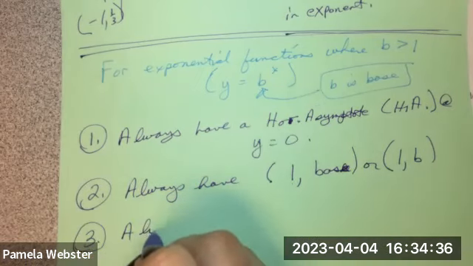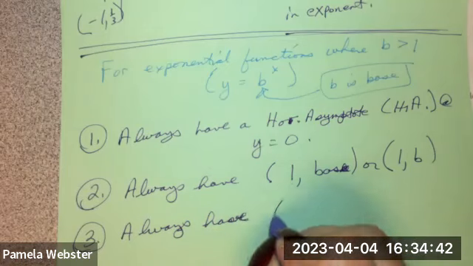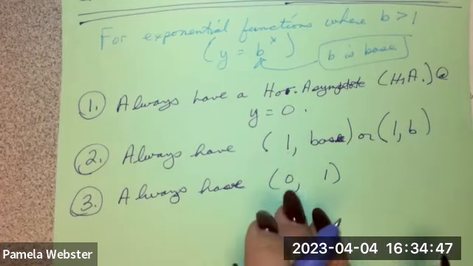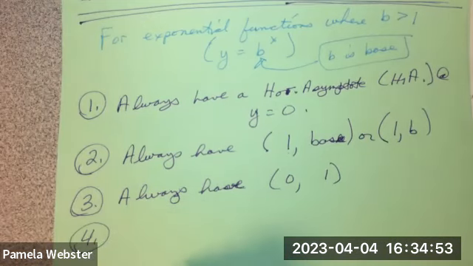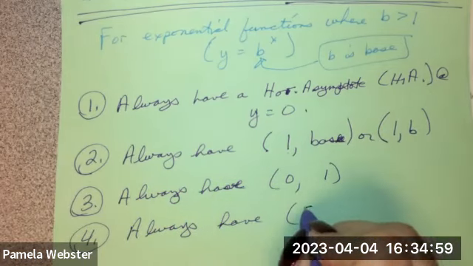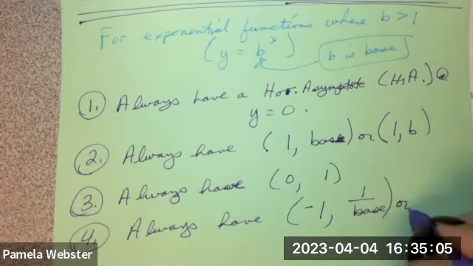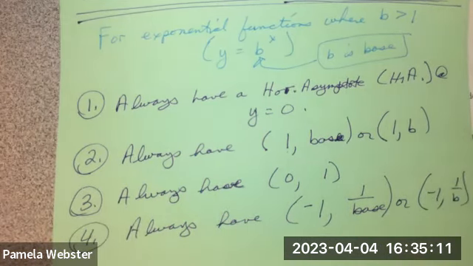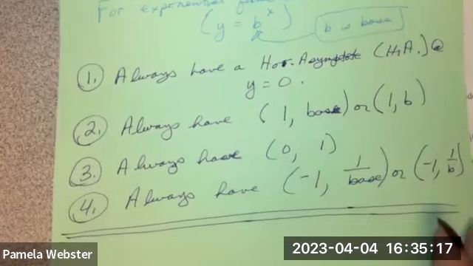Number 3, we always have the point 0, 1. And again, that goes back to my exponent rules. Anything to the 0 power is always a 1. We don't have to worry about it. That point is always going to be there. And the fourth one is we always have the point -1, 1 over b, or -1, 1 over the base, whichever way you want to think about that. Again, that is because of the exponent rule. These are rules. Rules mean they are always true.